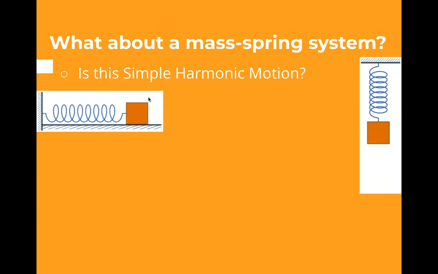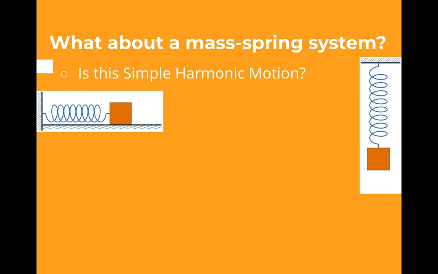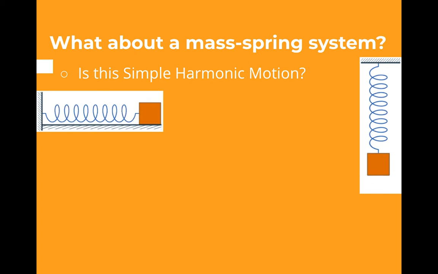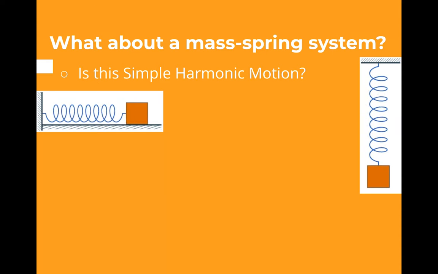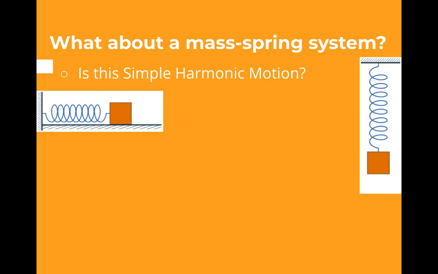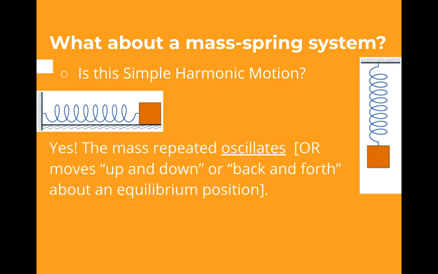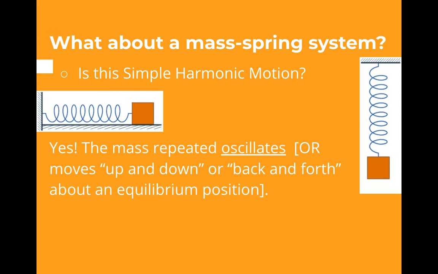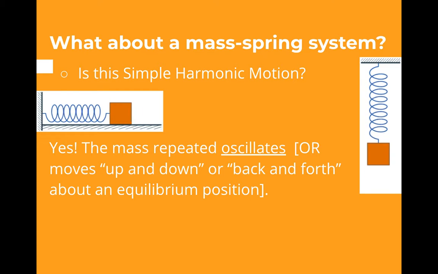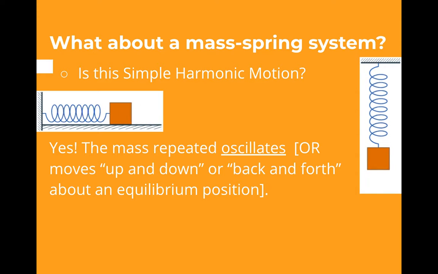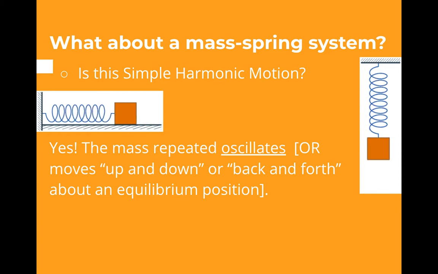So when a mass is attached to a spring, stretched to an amplitude, and released, it moves back and forth or up and down about an equilibrium position. Is this simple harmonic motion? Yes. Quite literally, that is the definition of what a vibration or an oscillation is. The mass repeats its motion, its vibration, its oscillation. So the mass repeatedly oscillates.